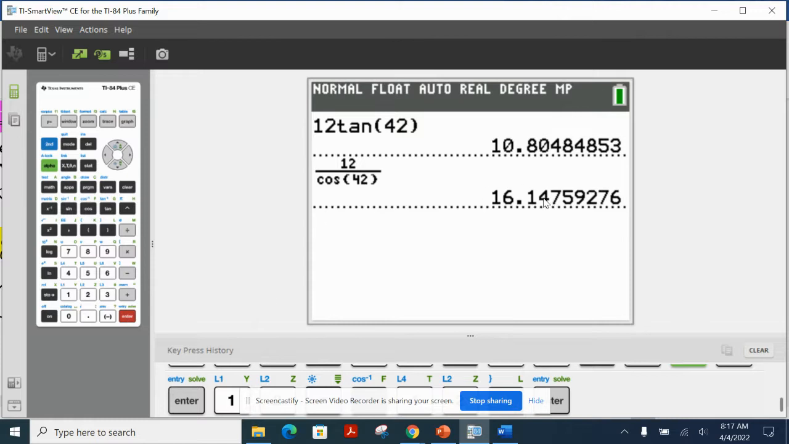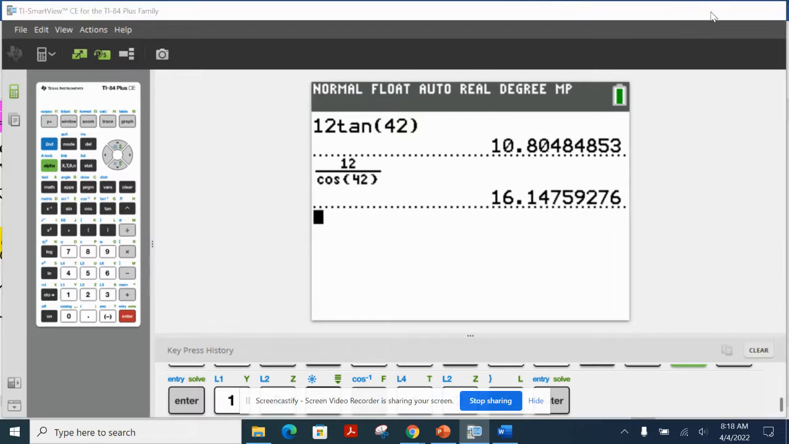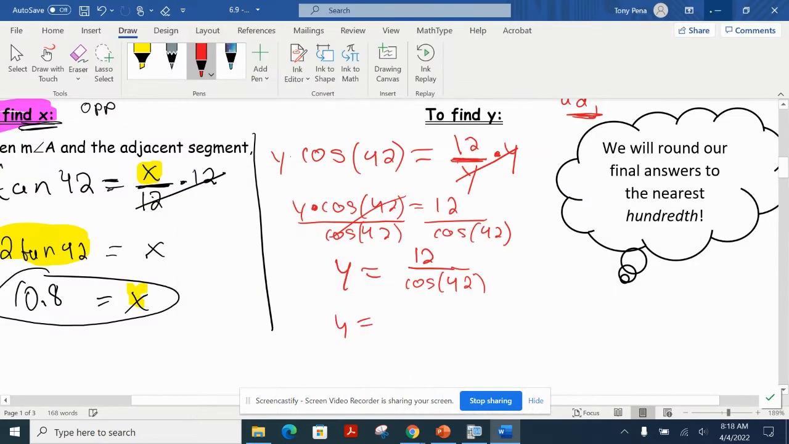All right, notice how we get that 16.1. The 4 is your hundredth spot. So if you look behind the 4, notice how that's a 7. That means we rounded up to 0.15, so 16.15.